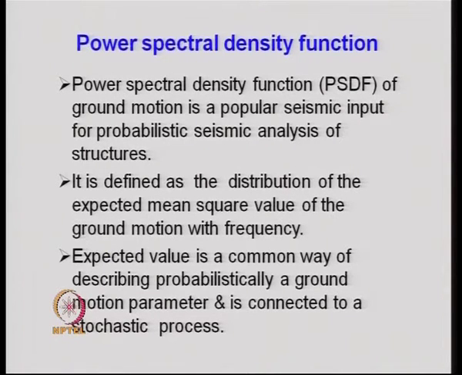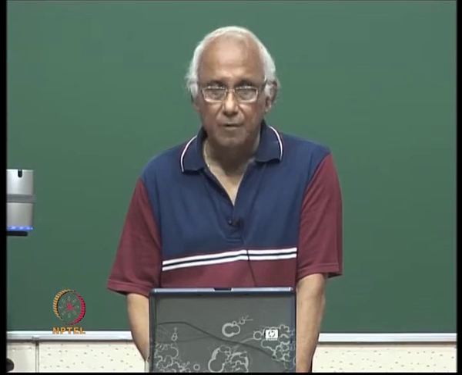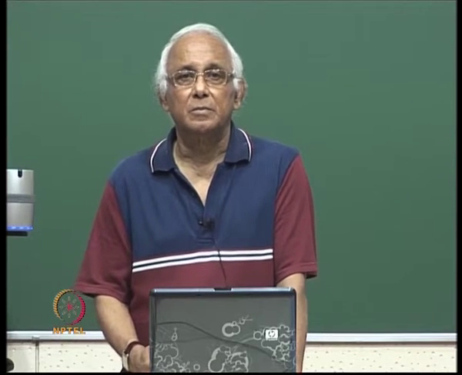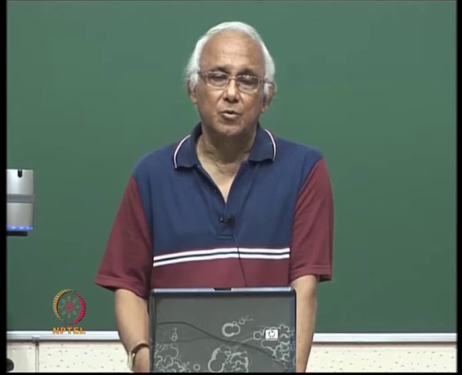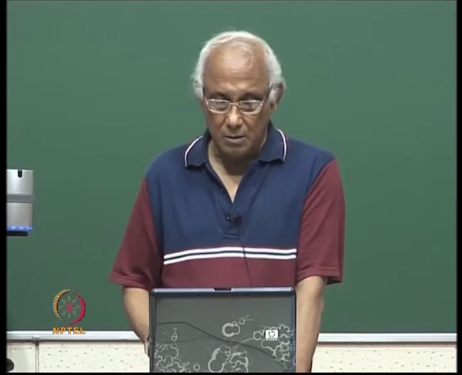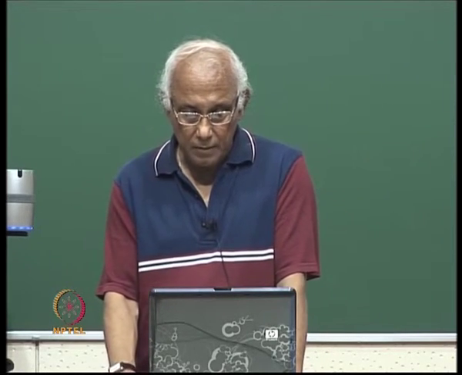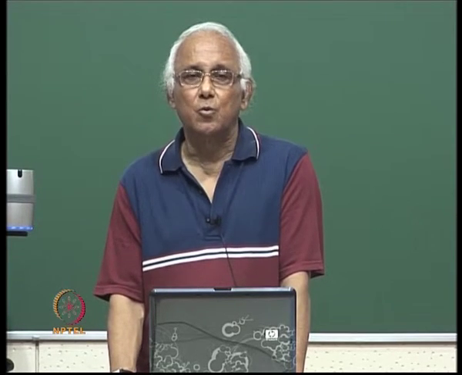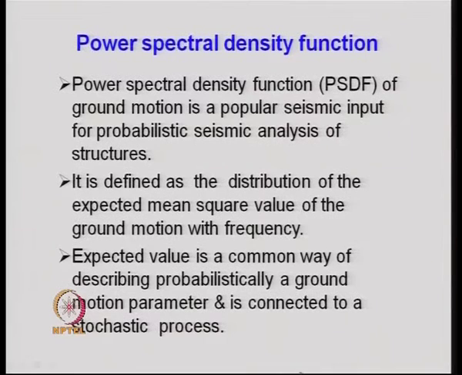The expected value is a common way of describing probabilistically a ground motion parameter. Expected value means basically an average value. Expected value of a random variable means its average value. Expected mean square value means the average of the squared values, and these two quantities are closely connected to defining a stochastic process.